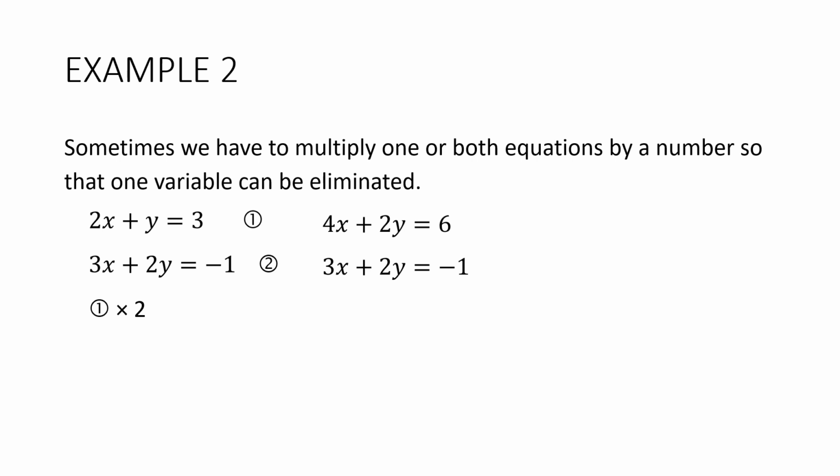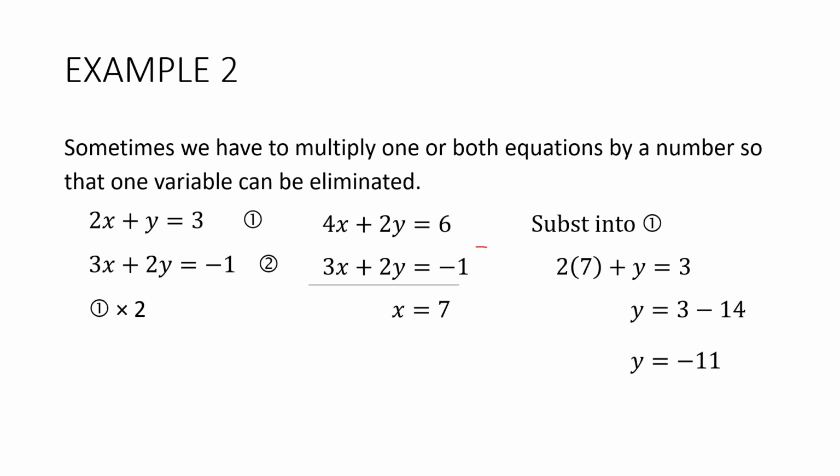Now, are we going to add these together or subtract them? Because the signs are the same, if I add them, I'm going to end up with 4y here. It won't eliminate, so I need to subtract. 4x take away 3x is x, 2y take away 2y is 0, 6 take away -1, be careful here. 6 take away -1 is the same as 6 plus 1. So x is equal to 7. Now let's substitute back into 1. And that's going to give us 2 lots of 7 plus y is equal to 3. Y is equal to 3 take away 14, which is -11.